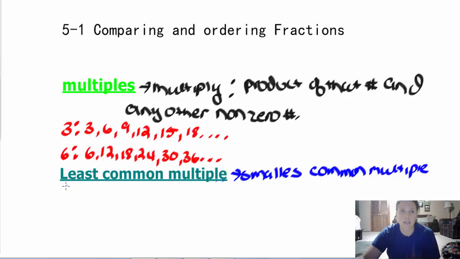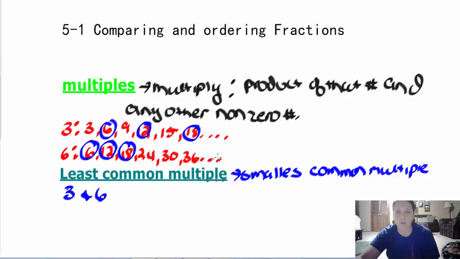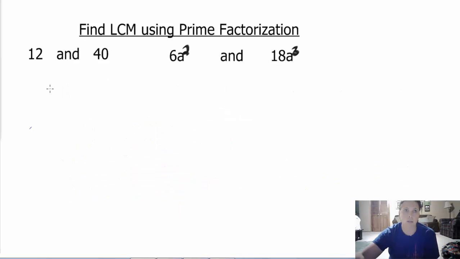So between 3 and 6, we just look up here, what numbers do they have in common? They have 6, they have 12, they have 18, and they would have some more if we kept going. They'd have 24, 30, and 36. But what is the least? The smallest common multiple is 6. The first thing you want to do when you're finding a least common multiple between two numbers is to look at the bigger number. If the smaller number can go into the bigger number, that's going to be your least common multiple. This should be kind of a review, so I'm going to go somewhat quickly.